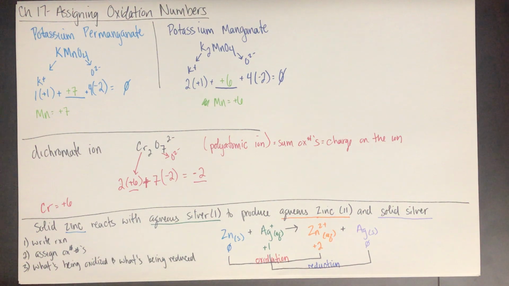So this is why assigning oxidation numbers is important, because we ultimately need to be able to assign oxidation and reduction half reactions. We're going to do a lot more examples of this, but these are just some examples of how we assign oxidation numbers to different pieces of compounds or polyatomic ions, or even just this equation right here.